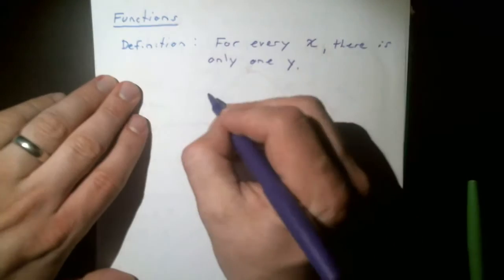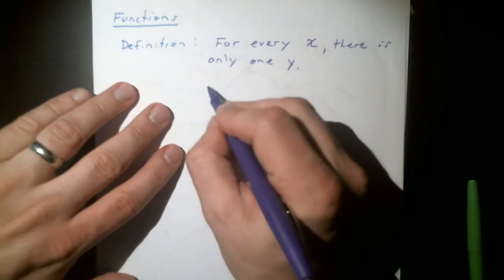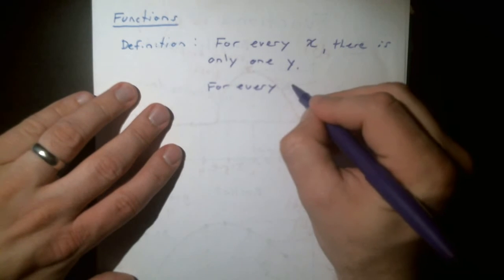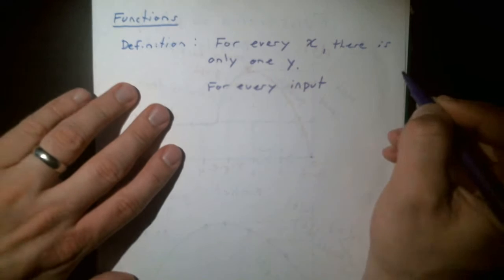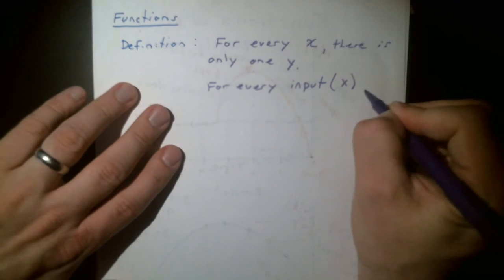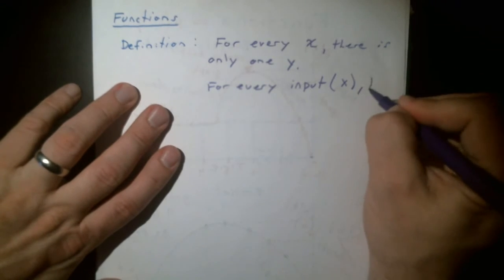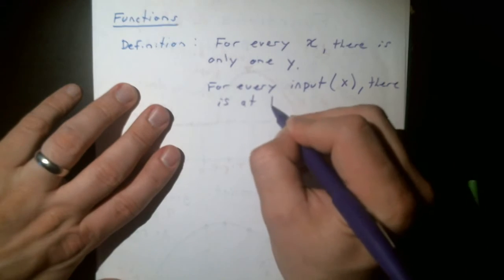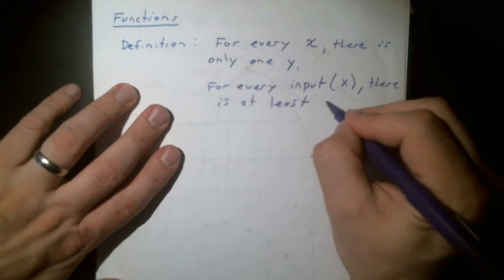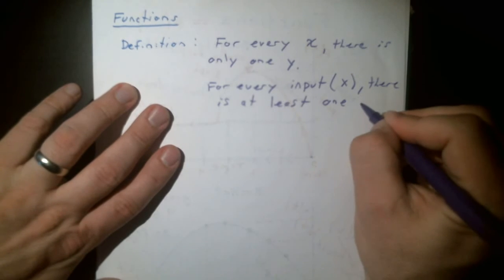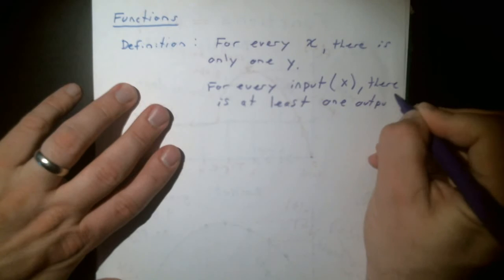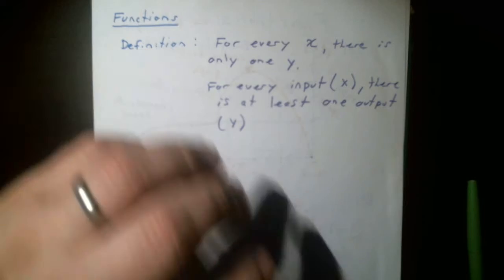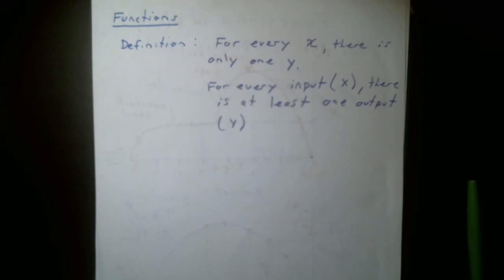So let's go for a little bit more. Let's add on to this. What about: for every input, which you can put your x or your t, there is at least one output. And what are outputs again? They are your y's. So you can see how this is playing out a little bit.